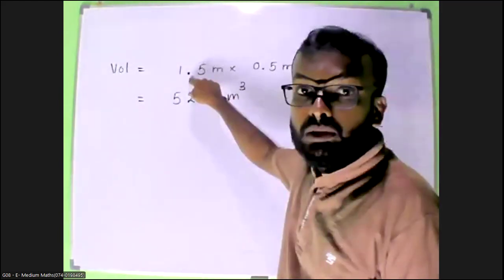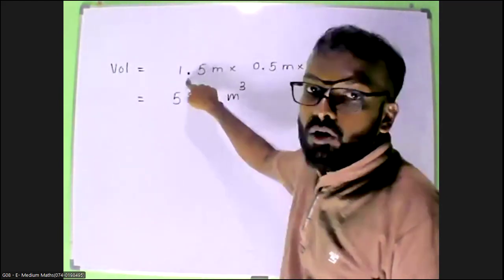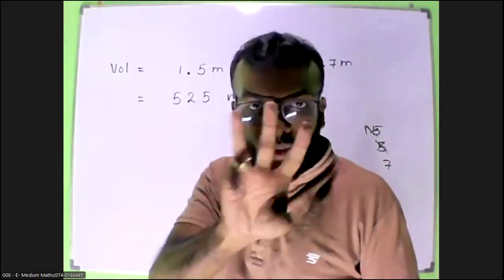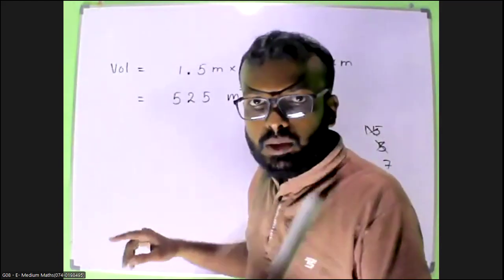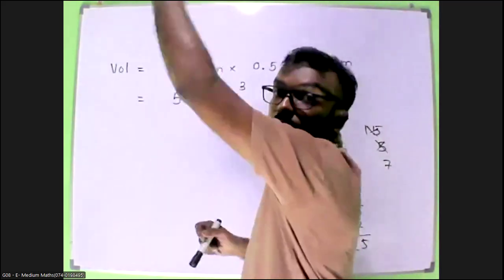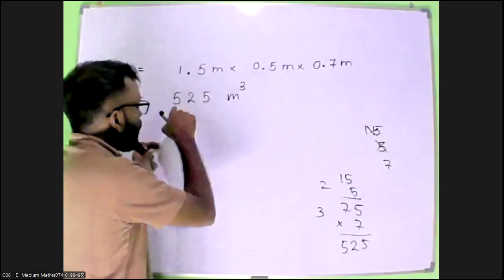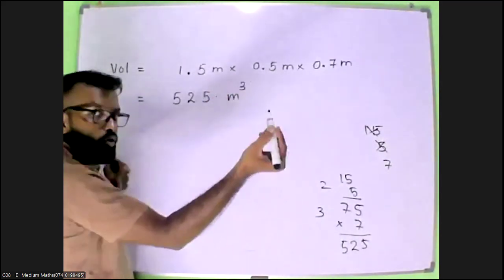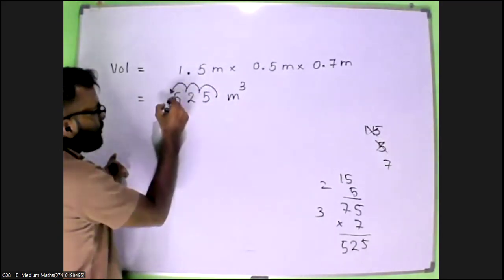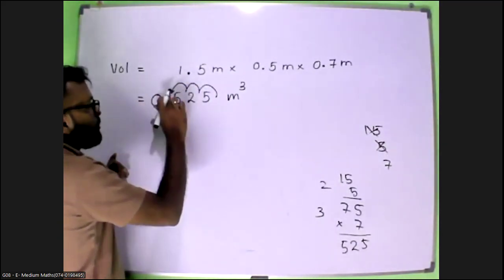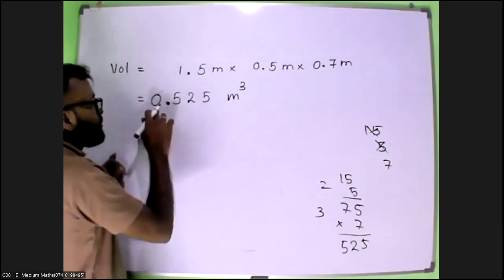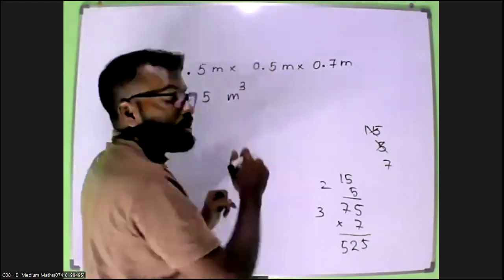So, how many decimal points are there? With 1.5, you have 1 decimal point, 0.5 has 1 decimal point, and 0.7 has 1 decimal point. All together, you have 3 decimal points. So, you have to allocate 3 decimal points. Now, your decimal point is at the end, and jump to your left. Take your pencil and mark 1, 2, 3. Your decimal point comes here. So, your answer is 0.525 cubic meter.